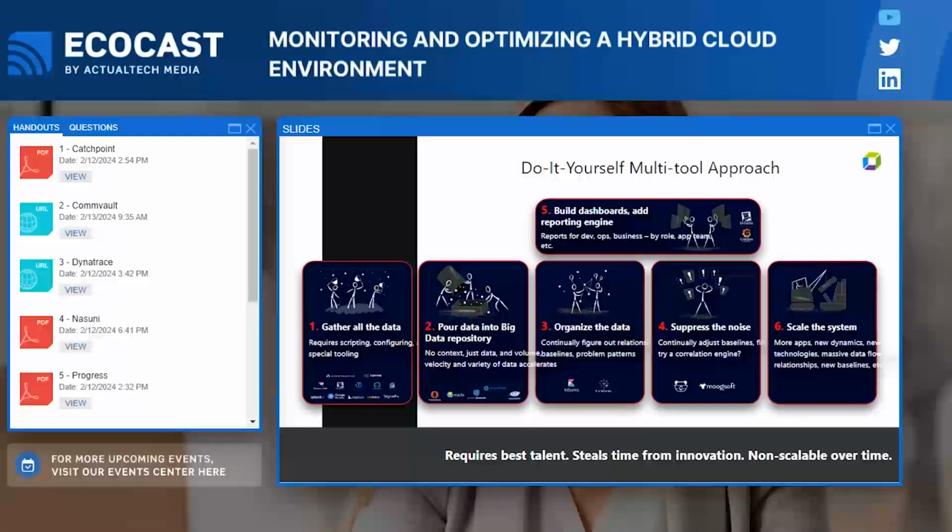So more apps, new dynamics, new technologies. Hopefully you're getting more massive data flow, new relationships and baselines to look at as your business continues to grow. But how do you scale that model over time and efficiently? And then, of course, lastly, thinking just about building dashboards and adding reporting engines. As we know, many people in the IT management fields or C-level suite love to see reports of what's happening in their system today.